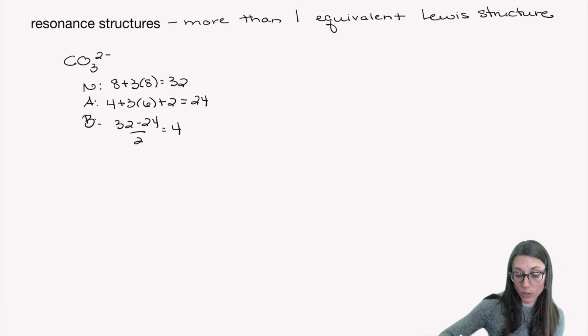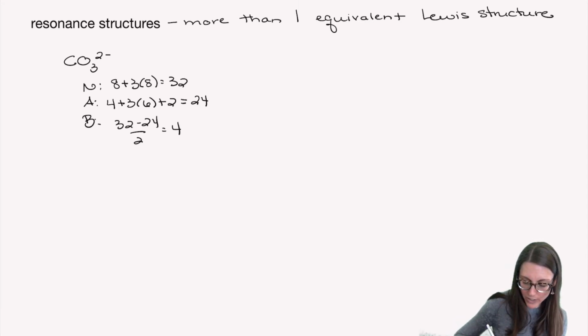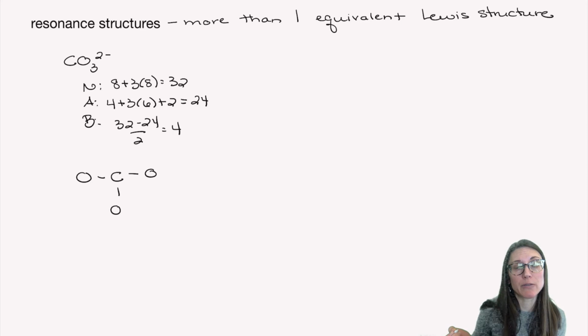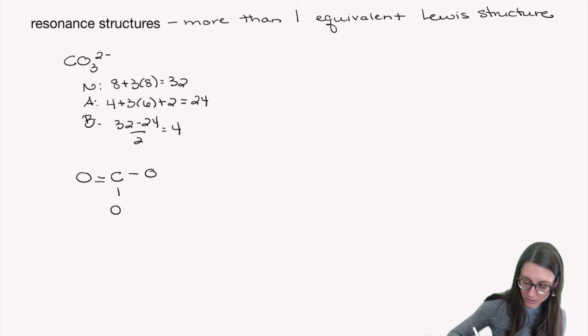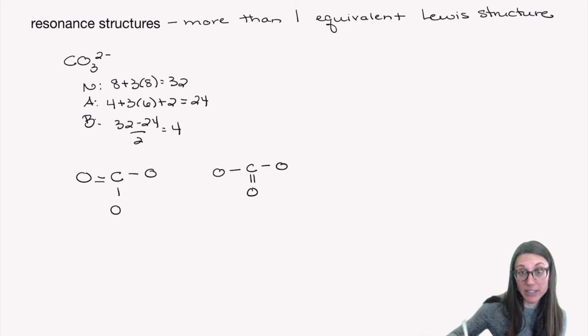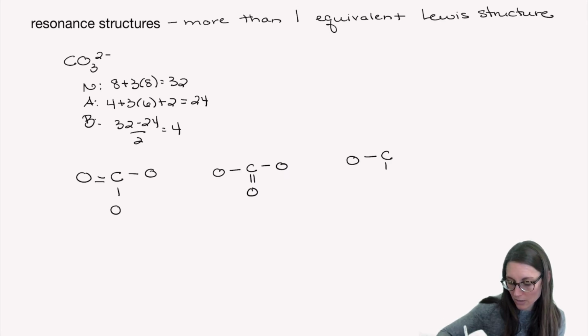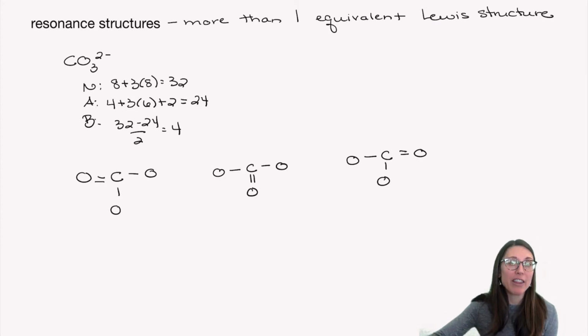And I have 4 bonds. So when I go to draw this, I put my carbon in the middle. I put my 3 oxygens around it. Where do I put the 4th bond? They're all the same. It doesn't matter. I could put it here, or I could put the double bond to the oxygen that I've drawn at the bottom, or I could put the double bond to the oxygen on the right. This is what I mean by the fact that we have more than one equivalent Lewis structure.